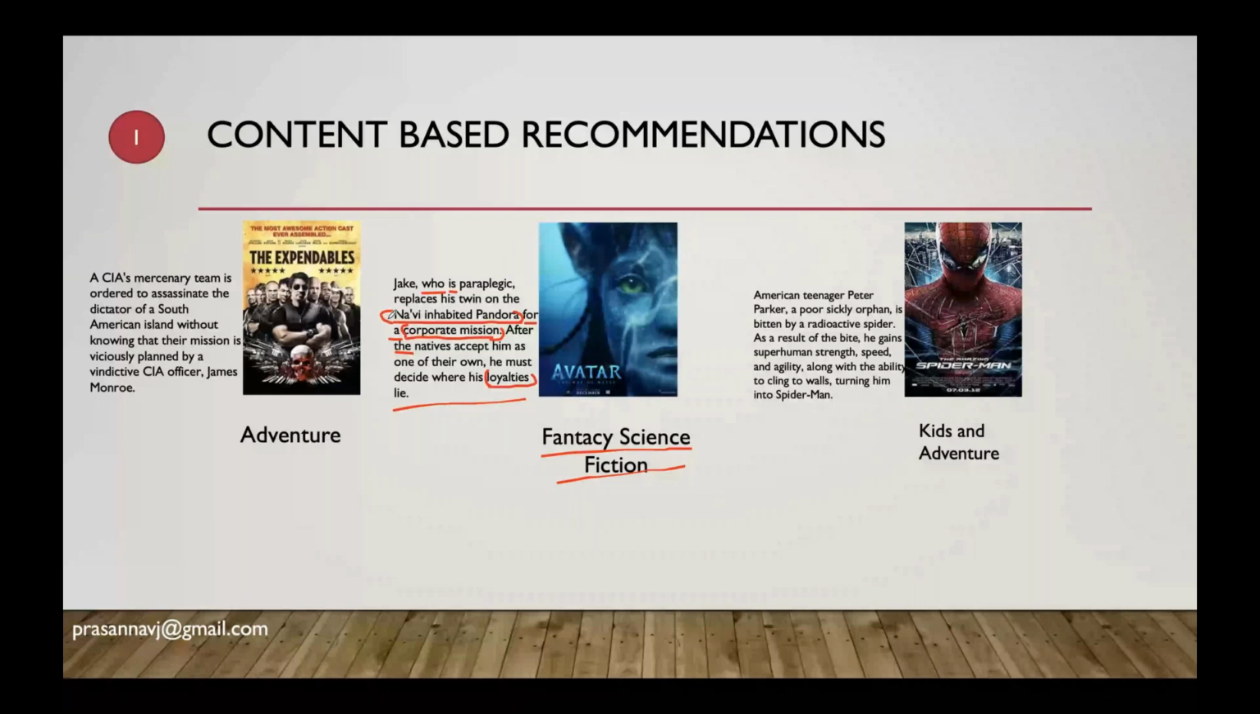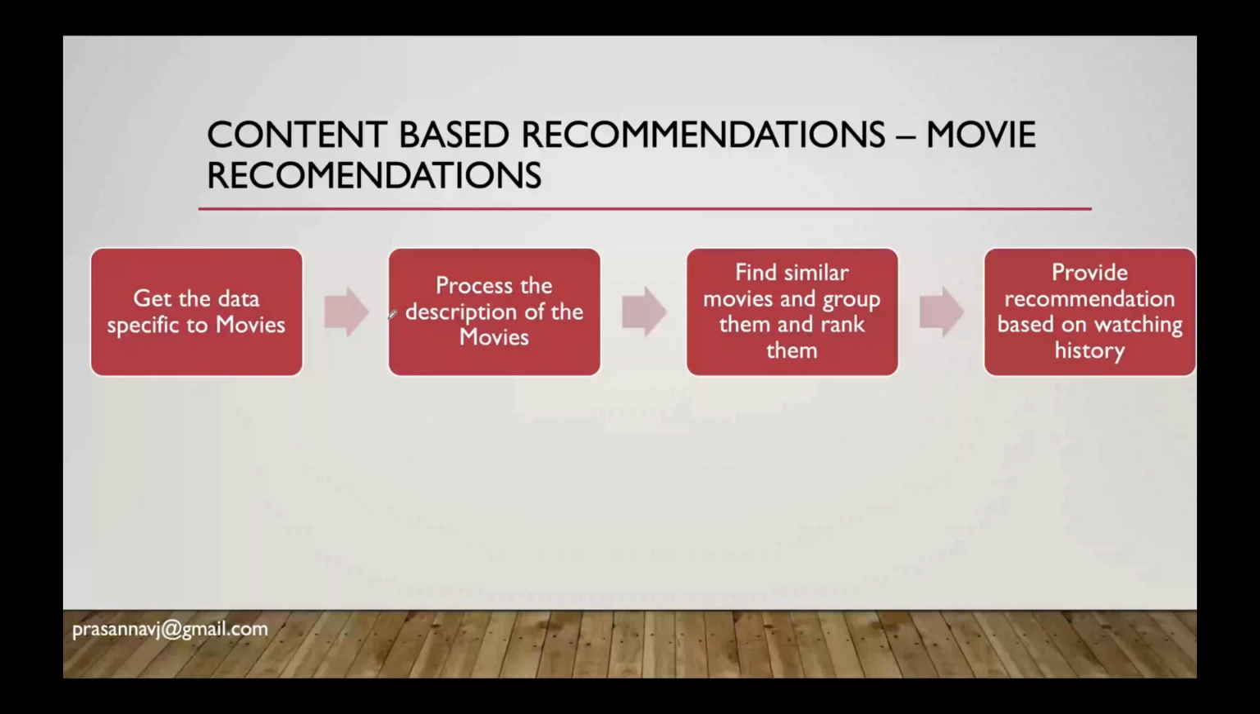So the first step is we may have to get the data specific to the movies, and we need to process the descriptions of the movies. And once we process the description, we need to find similar movies, and we need to rank them and group those similar movies. There could be hundreds of movies. We need to identify them and rank them there. And once we rank them, if we take the top 4 or 5, that 4 or 5 could be the potential recommendation for us, right? So that is what we're going to do.